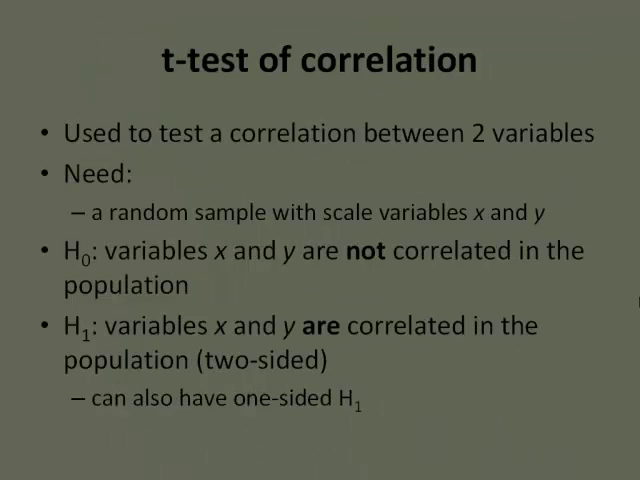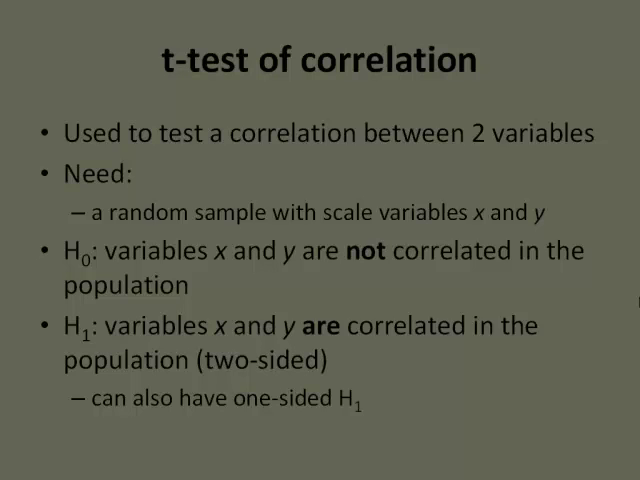Test of correlation. And this again is a kind of t-test. What you need for a correlation test is a random sample with scale variables x and y. And the null hypothesis is that, okay, you might have a sample with a scatter that looks like there's a correlation, but the null hypothesis is that in the whole population, there's no correlation there.